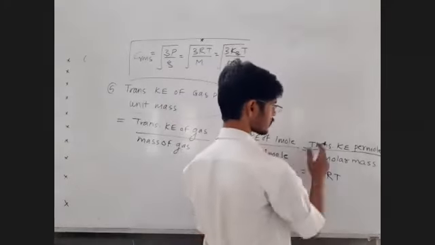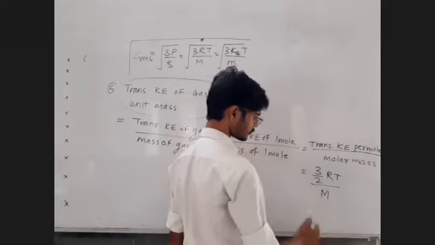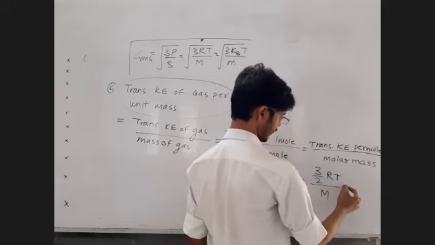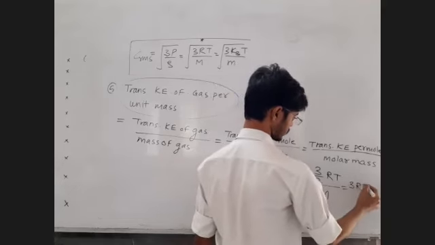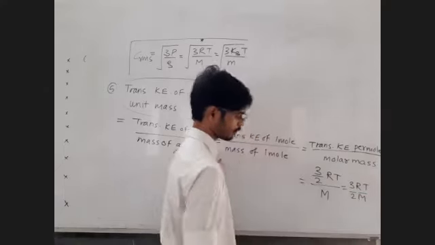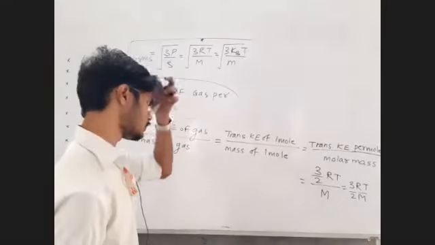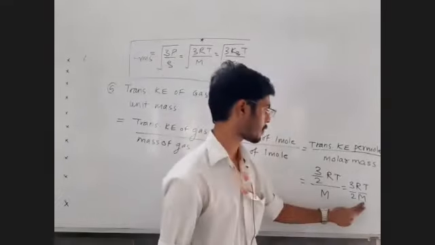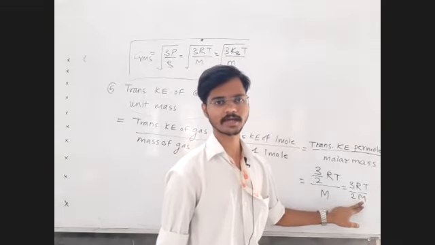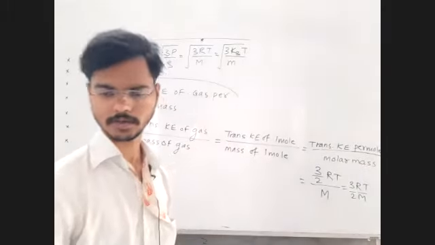Fine. So per mole it is 3 by 2 RT divided by molar mass capital M. So what is the answer? 3 by 2 RT by M. Answer is 3 RT by 2M, or 3 by 2 RT by M. This is the answer. Okay. So this energy depends on the mass of the given gas also, the molar mass of the given gas also. Different gases have different molar masses.